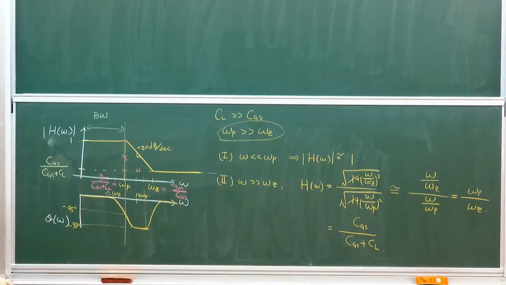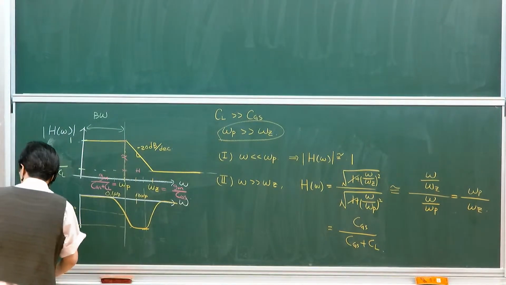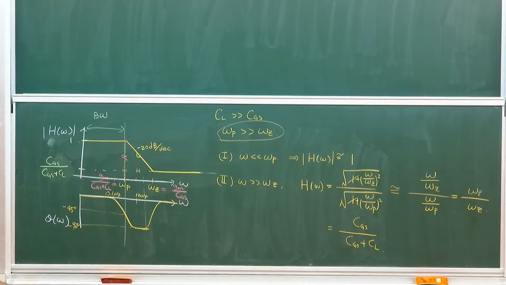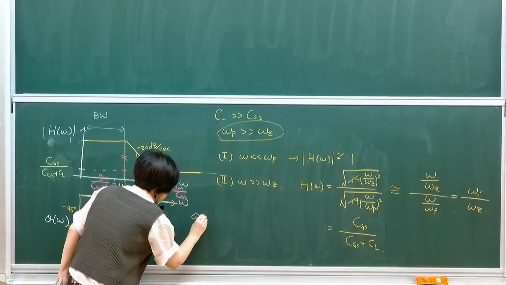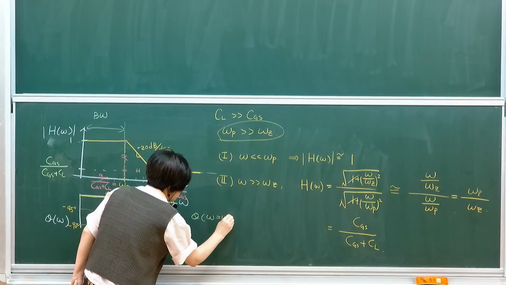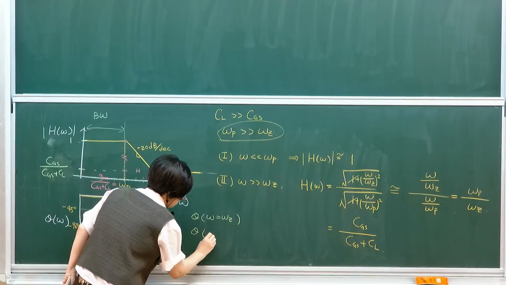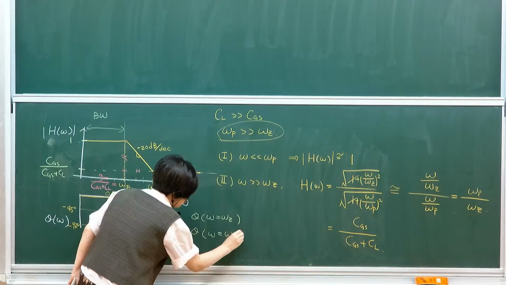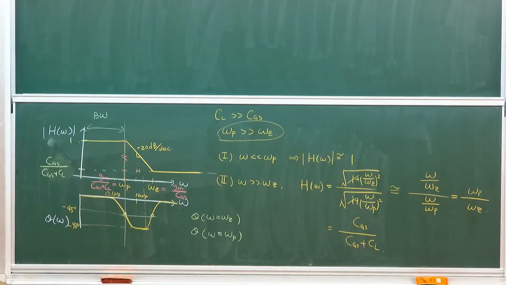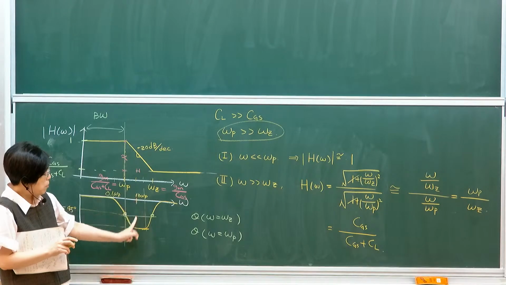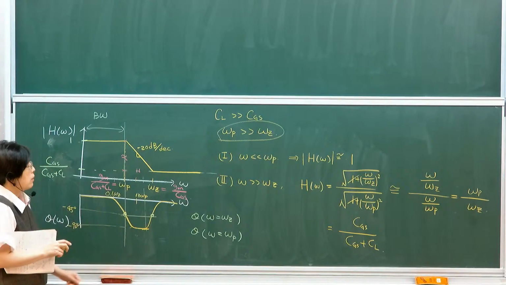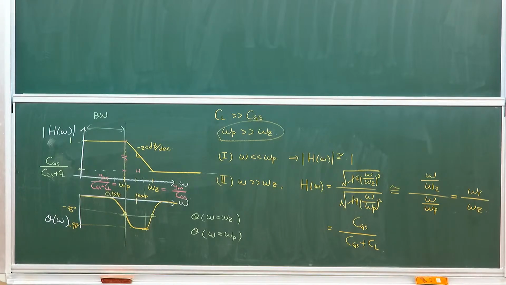This is the assumption. So you should be able to identify, for example, if I ask you what is the phase at omega equals omega z, or the phase at omega p? They both should be minus 45, right? If they're further apart, there's no interaction between the two. Or if I give you any frequency in between, that's minus 90. Okay? This is good.